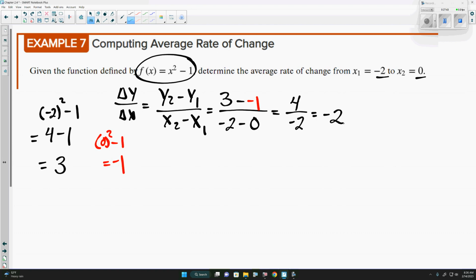And that's it. So the change in slope from x1 equals -2 to x2 equals 0 is an average rate of change of -2. All we had to do was find the y values, plug it into the slope formula, and we are done. That's it. Questions on any of this here?